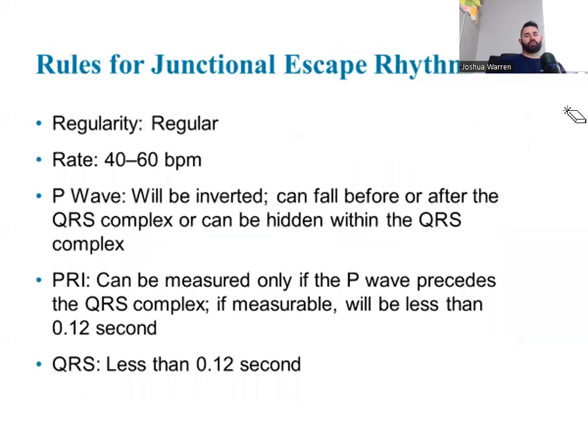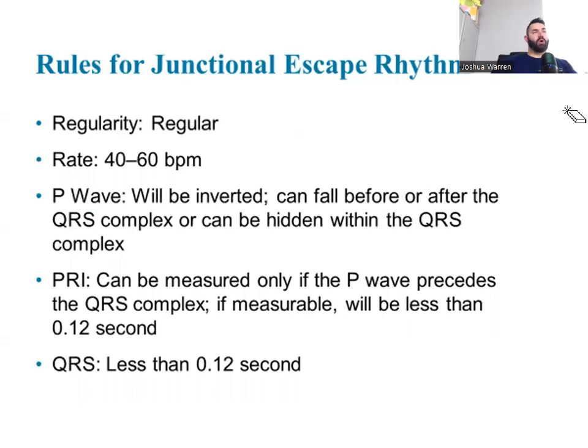So, the rules for a junctional escape rhythm. We have three junctional rhythms we're going to talk about: junctional escape, accelerated junctional, and junctional tachycardia. Now, anything with the last name tachycardia has what speed at least? Over 100. Good job.